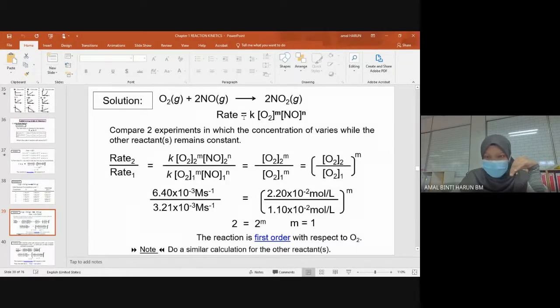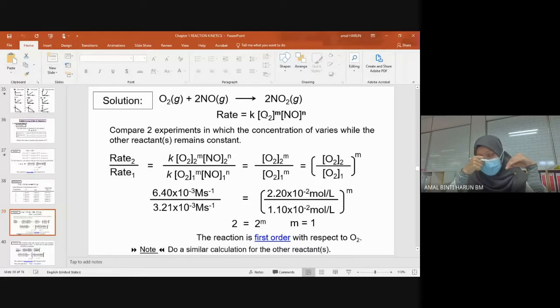Rate equal to K constant reactant. Our reactants are oxygen and nitrogen monoxide. When we write the rate law, rate equal to K constant and the reactants with respect to the power of their order respectively.